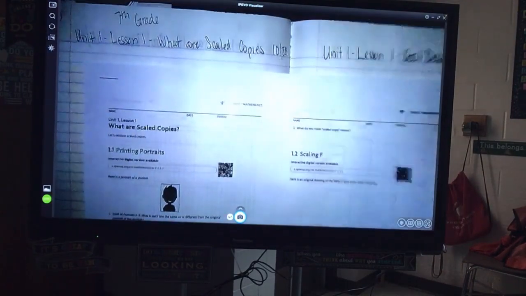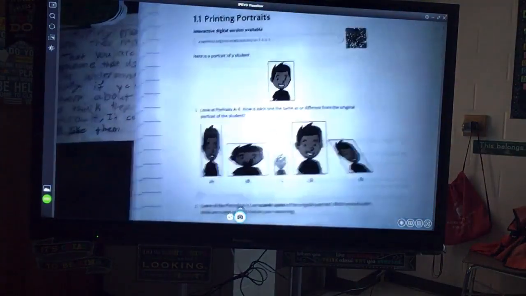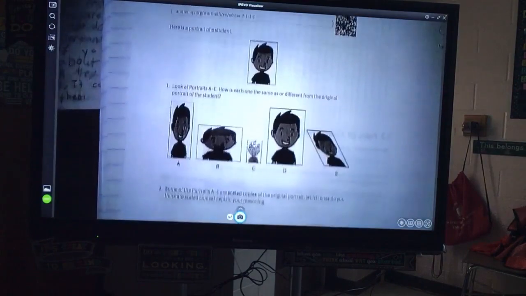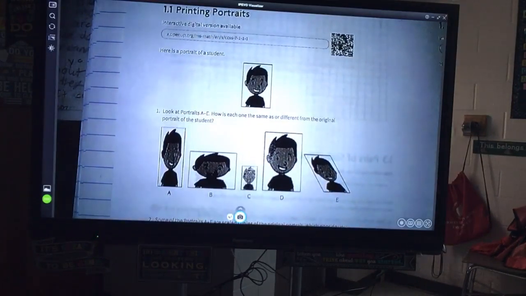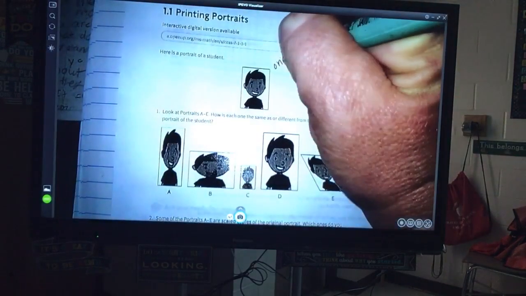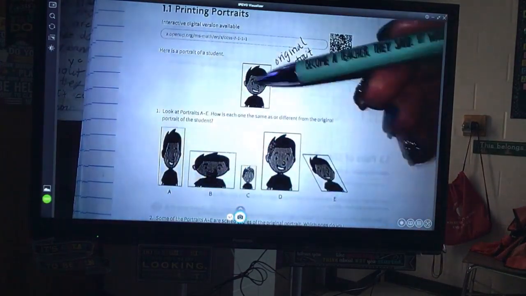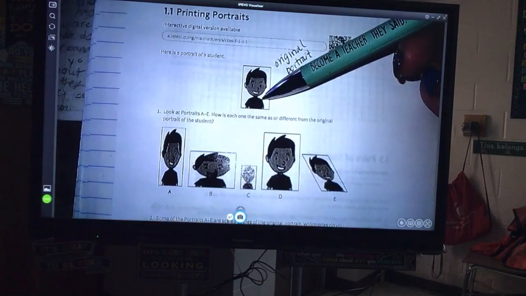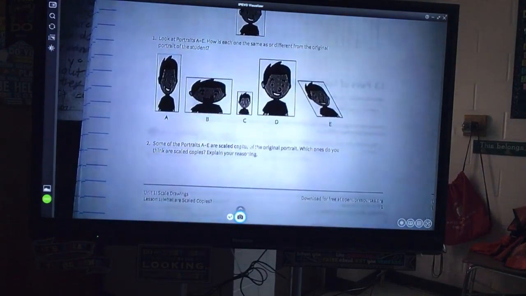Alright, so we are going to start out with a little activity. Here's a portrait of a student. Look at portraits A through E. How are each of them the same or different from the original portrait? So this is your original portrait. You're comparing A, B, C, D, and E as to how they are the same as this one and how they are different. Number 2 says some of portraits A through E are scaled copies of the original portrait. Which ones do you think are scaled copies? And then explain your reasoning.